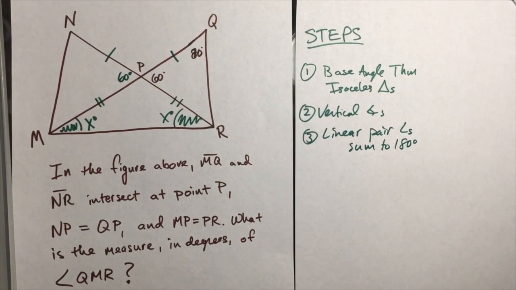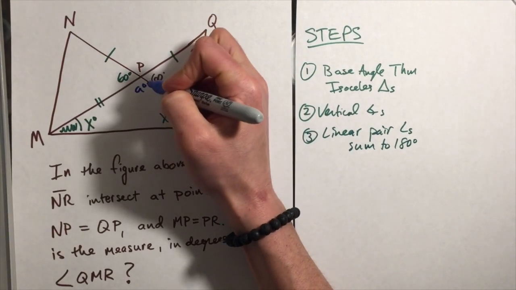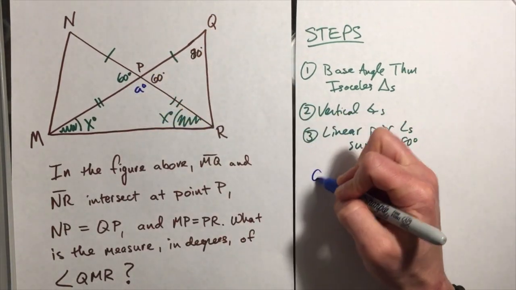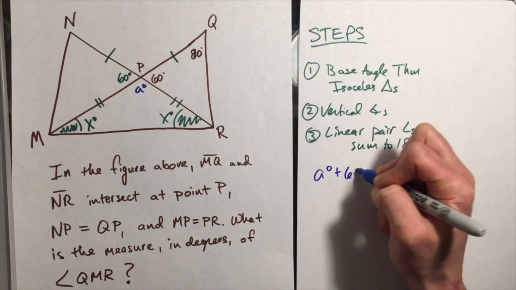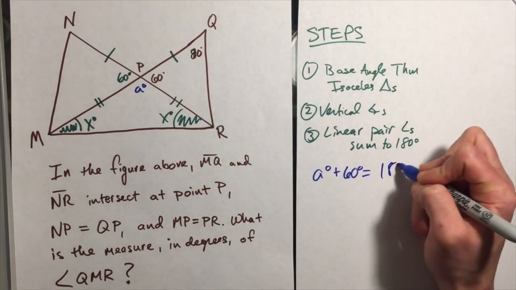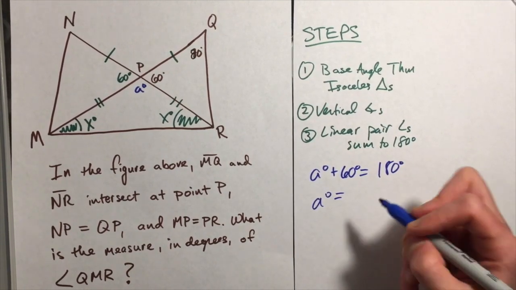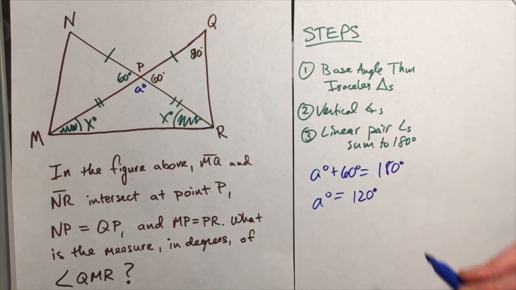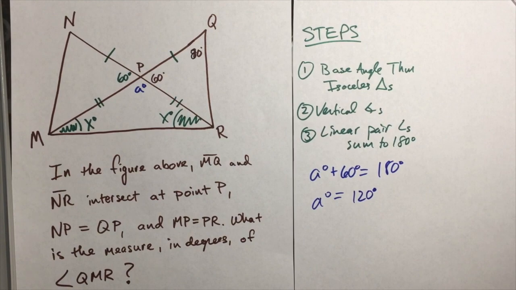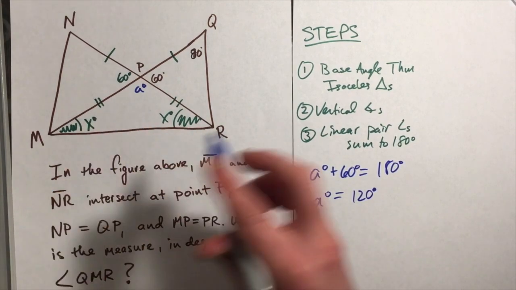So if we switch colors here, we can make an equation. Let's call this angle just A degrees, and that's going to be the trick here. So we know that A degrees plus 60 degrees has to add up to 180, and so we know right away that A degrees is going to be 120. Okay, no problem.